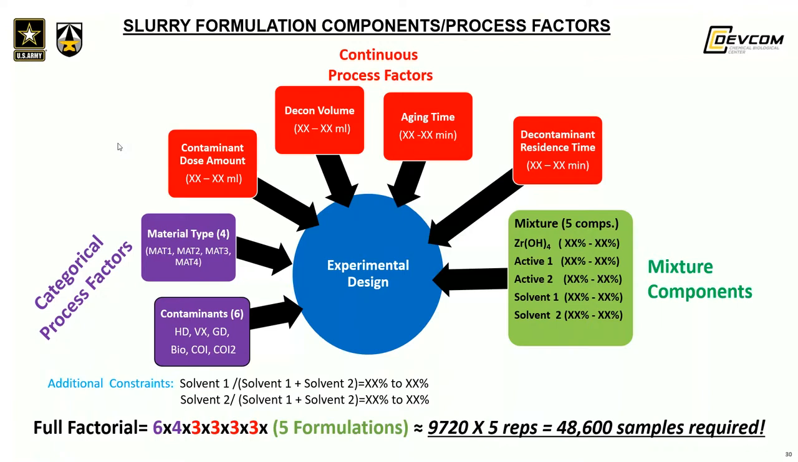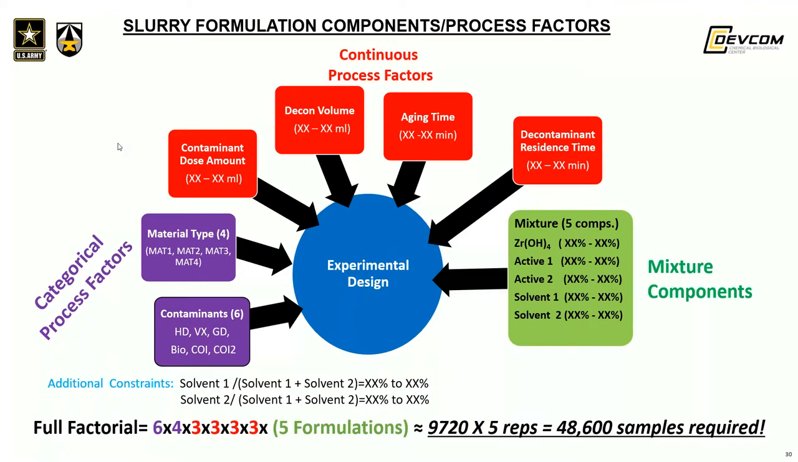So the problem at hand, what we have to do with this design, is to optimize it. We've got categorical factors. It's going to be a mixture process. Those are the purple ones. We've got 6 contaminants, and one of them is actually a bioweapon contaminant. The other 5 are chemical weapons, and they're all very different. We have 4 materials, very different materials, some absorptive, some not. So that's 6 times 4, that's 24 agent-material combinations.